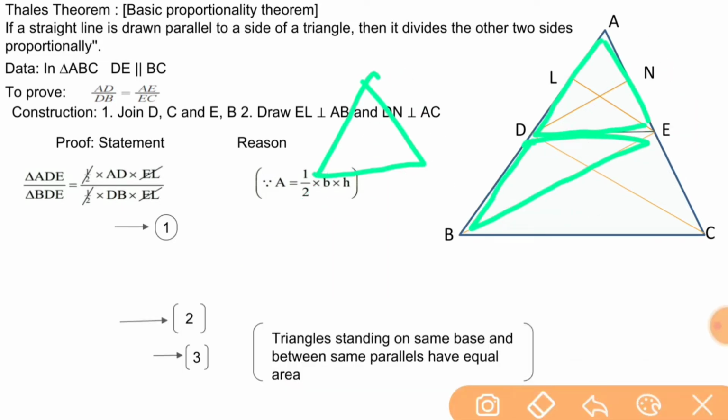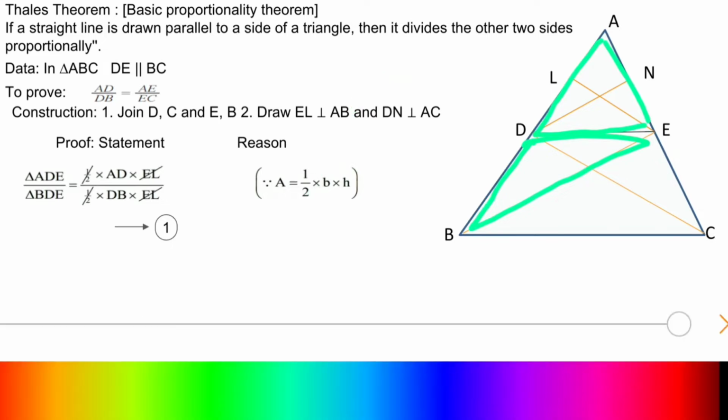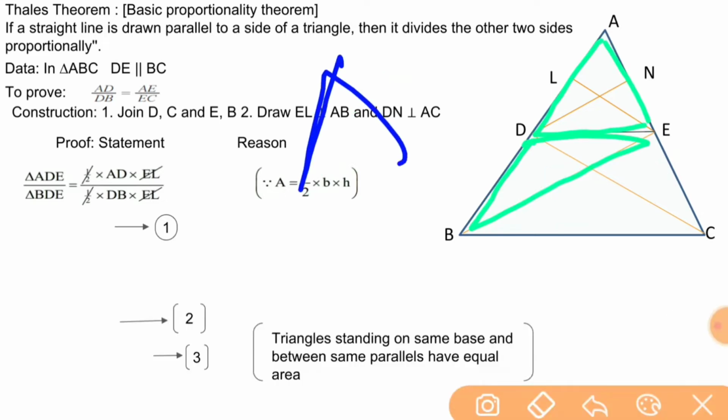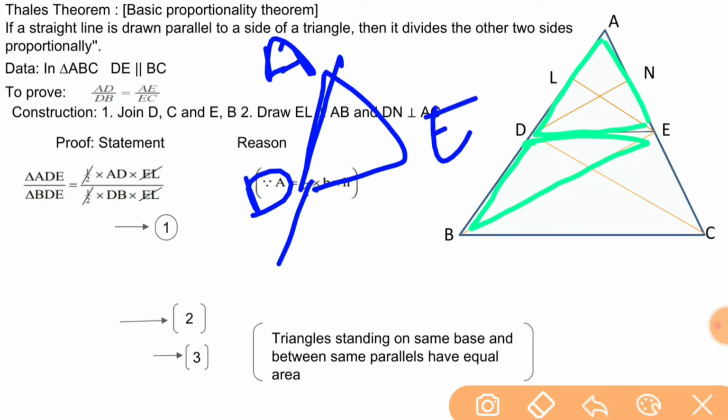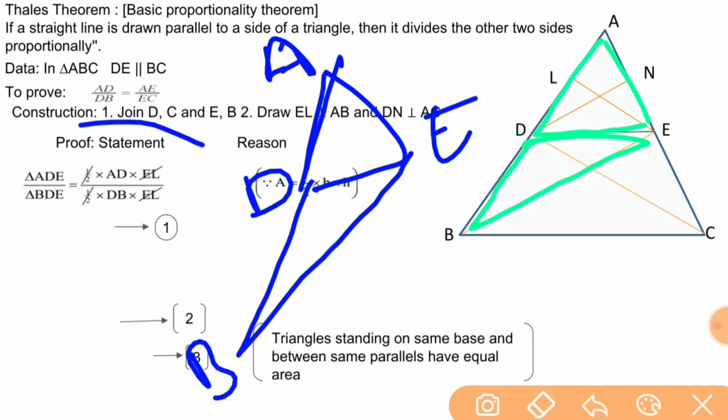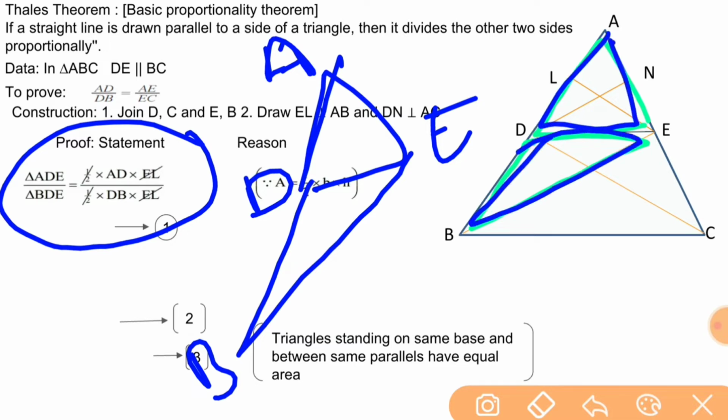So I am repeating once again which triangles we have taken. We have taken the top triangle, that is ADE, this one triangle, and the bottom left triangle, which is BDE. In the statement, the triangles I have taken are the upper triangle and the left bottom triangle. So for these triangles I have applied the area of a triangle.